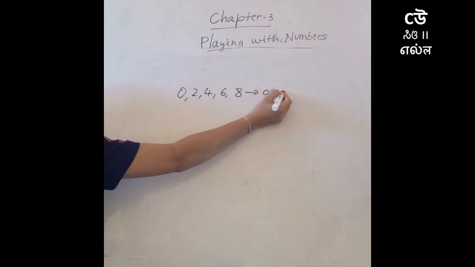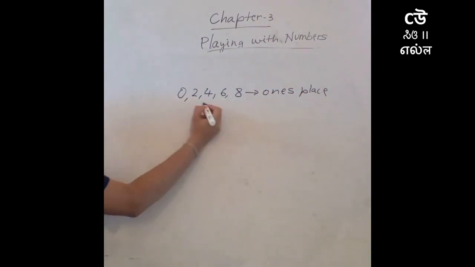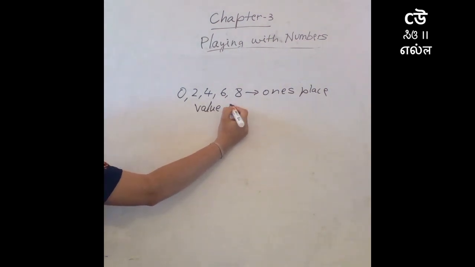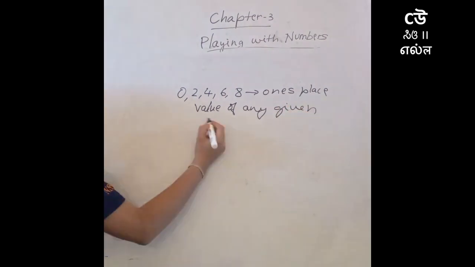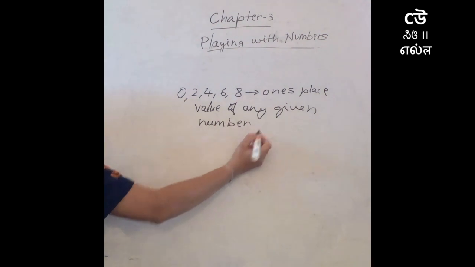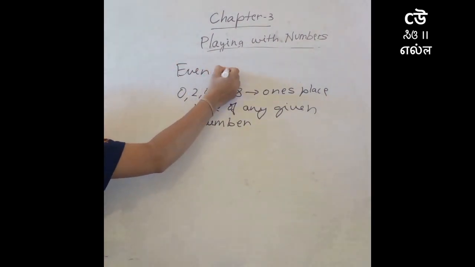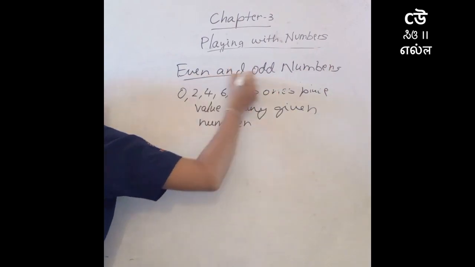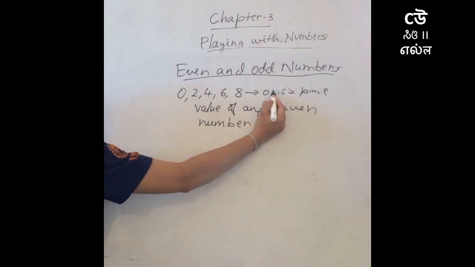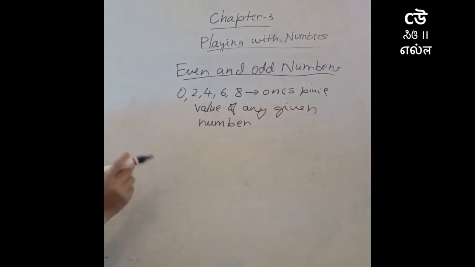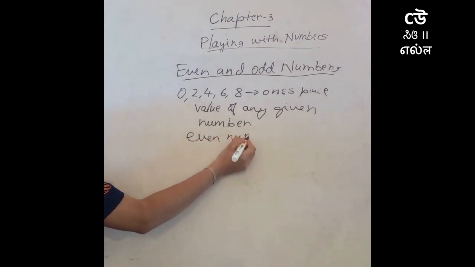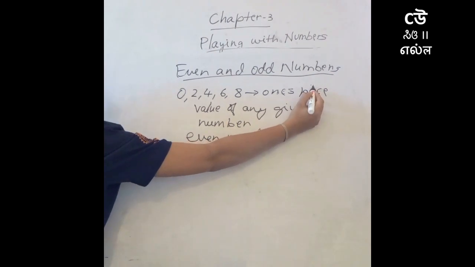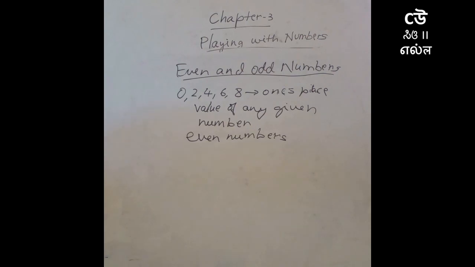If the ones place value of any given number is 0, 2, 4, 6, 8, then you can tell that it is an even number. Okay.